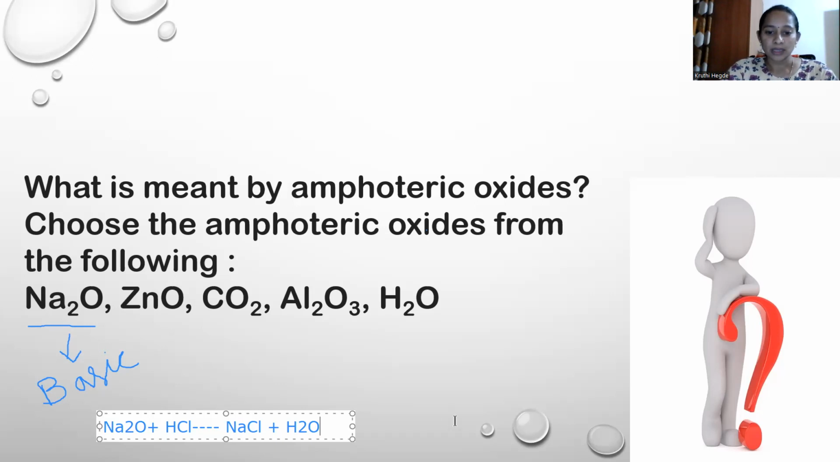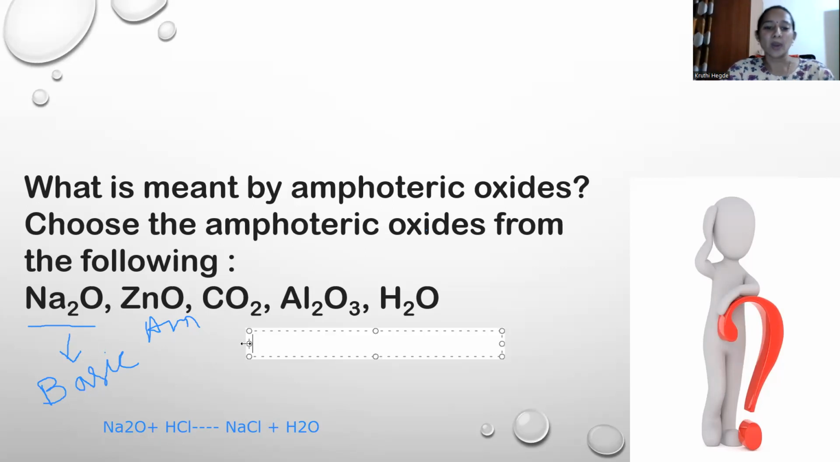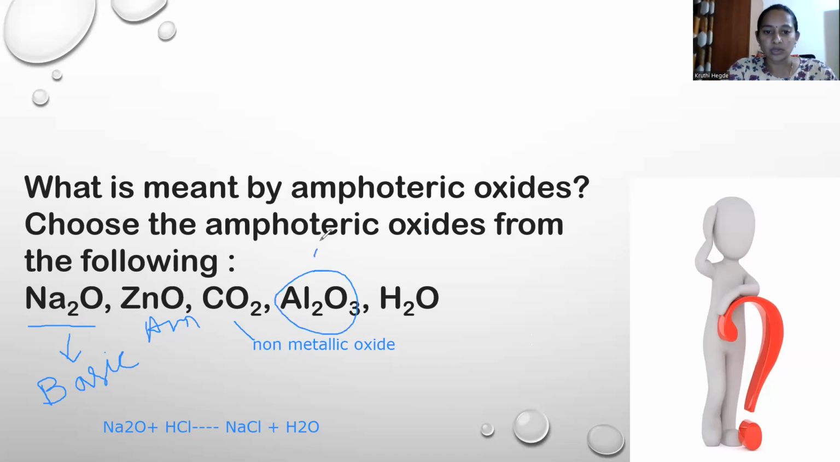Coming to ZnO, yes, ZnO is actually amphoteric in nature. Coming to CO2, what is CO2? Carbon is not a metal. Carbon is a non-metal. It is a non-metallic oxide. We'll understand shortly about the nature of non-metallic oxides. So carbon dioxide is a non-metallic oxide. And Al2O3 is again amphoteric in nature.